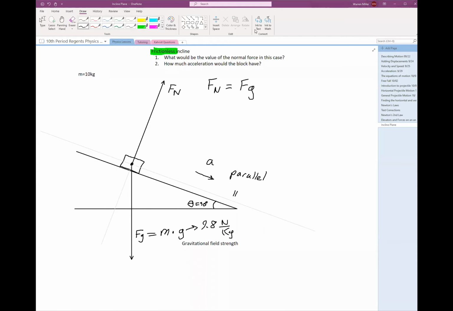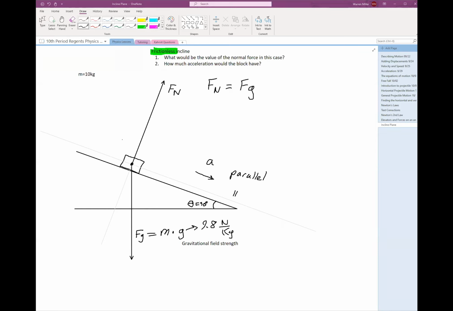Green, it does. Red, it doesn't. Put it in the little response chat. Green, the normal force is equal to the weight. Red, the normal force is not equal to the weight. Yeah, most of you look like you're on the right track. There's a bunch of you that are just like, I don't know, it could be, it couldn't be.